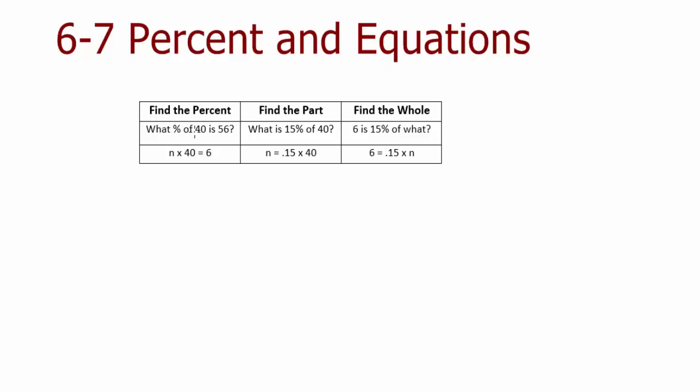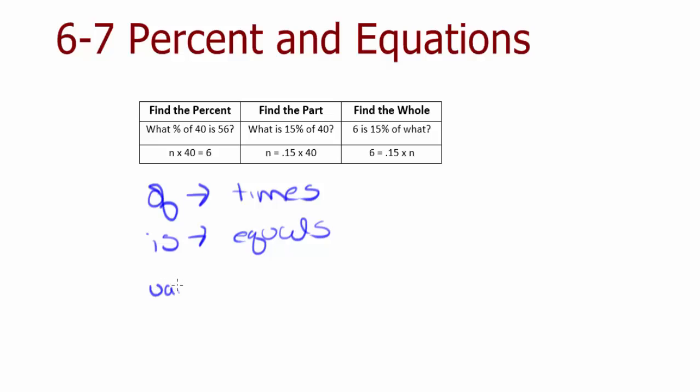Okay, so here's a little chart like we had before. To find the percent, it might say what percent of 40 is 56. And to write that equation out, that would be n, or whatever variable you want, times 40 equals 56. Okay, so the important thing here is to know: of is times, and is equals. Oh, you can probably hear my daughter crying. And then the variable is the unknown. It's normally going to be the what, but it might not always say that, okay?